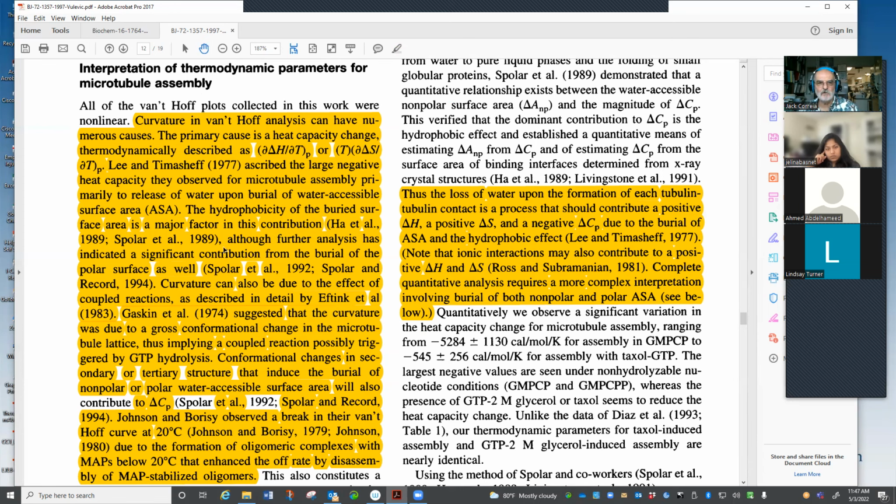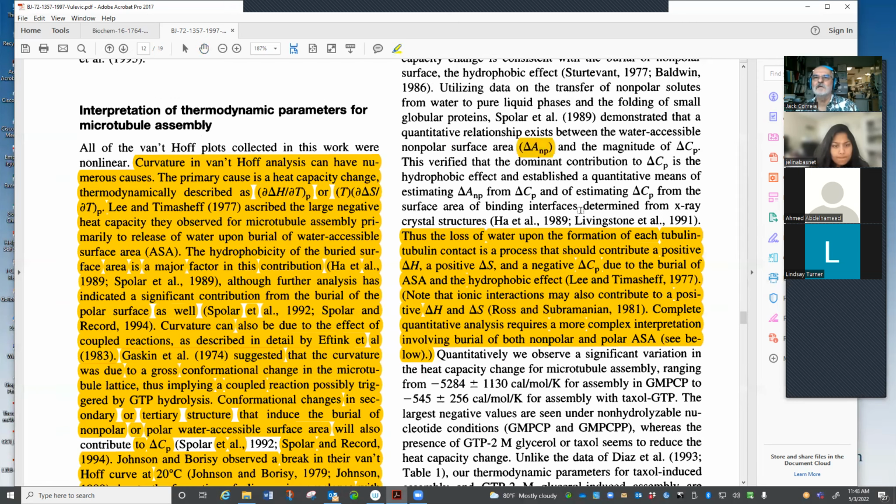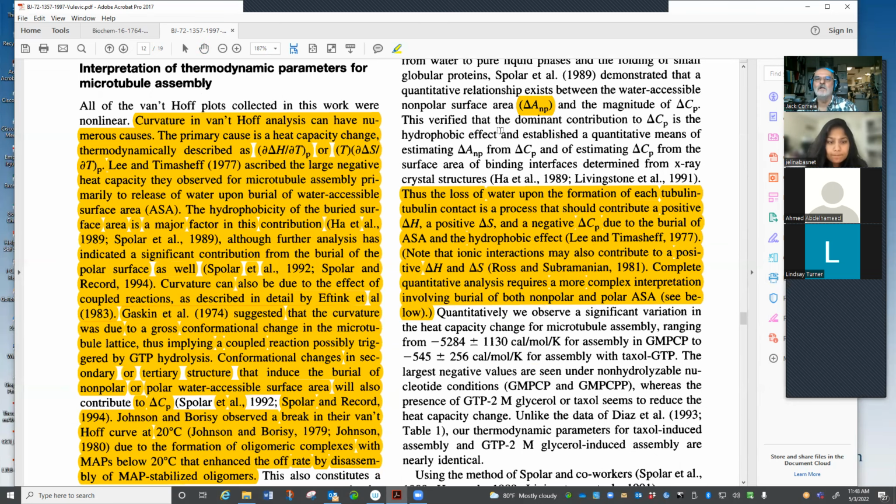Okay. Spolar and the Spolar papers have indicated a significant contribution also from the burial of polar surface. So in the Spolar analysis and in all analyses now, when we talk about this, we talk about the burial of nonpolar surface and we talk about the burial of polar surface. And I'm looking for a delta AP. I'm not seeing a delta AP here. But up above, there's some delta AP as well, where there's some polar surface burial, okay? And so the lore in the field has become that both of those contribute to heat capacity changes in different ways and different extents. If you know how much surface area is buried, you can actually calculate how much of the surface is nonpolar, how much is polar. Or if you know the heat capacity, you can back calculate the amount of buried surface if you assume some fraction polar and nonpolar. Okay.